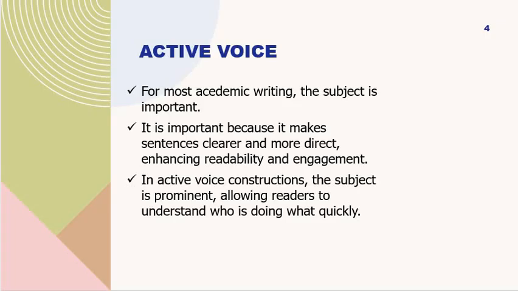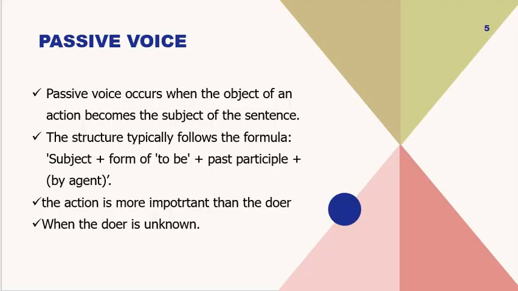When you look at the passive construction, passive voice occurs when the object of an action becomes the subject of the sentence. The structure typically follows the formula: the subject, which means the object of the active, plus verb to be, plus past participle form of the given verb, plus by agent or by phrase. Or we can omit the by phrase. The action is more important than the doer. When the doer is unknown, we can use passive construction.